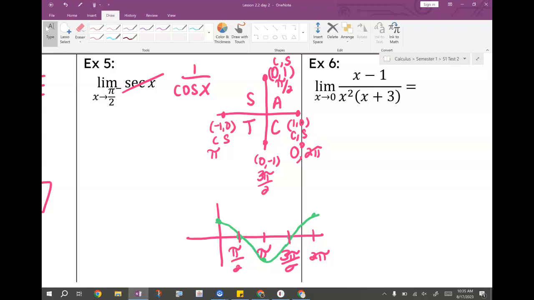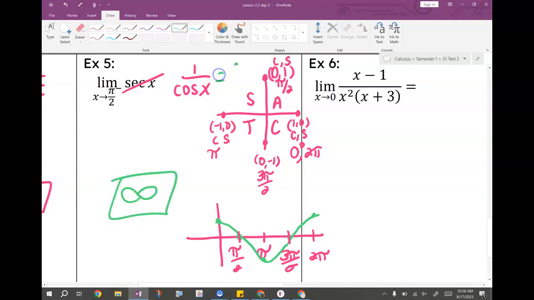The two different ways that we've looked at so far, cosine is what? Positive or negative? It's positive, right? We're doing trig limits. So if cosine is positive here, cosine is also positive here, right? Because isn't it above the graph? So if it's positive in both, what is this? Positive. Is 1 ever going to be negative? No. So what's your answer here? Infinity.